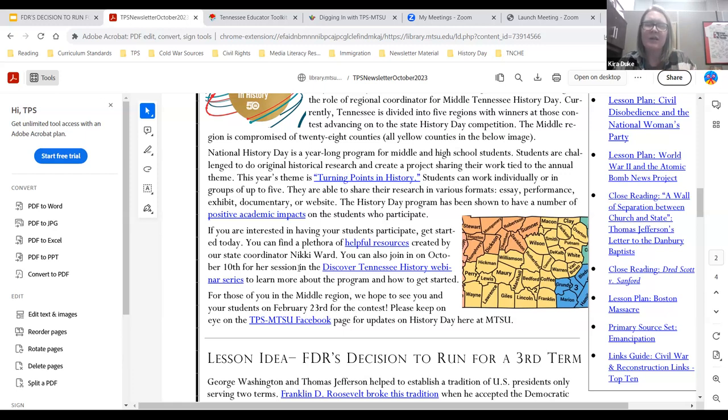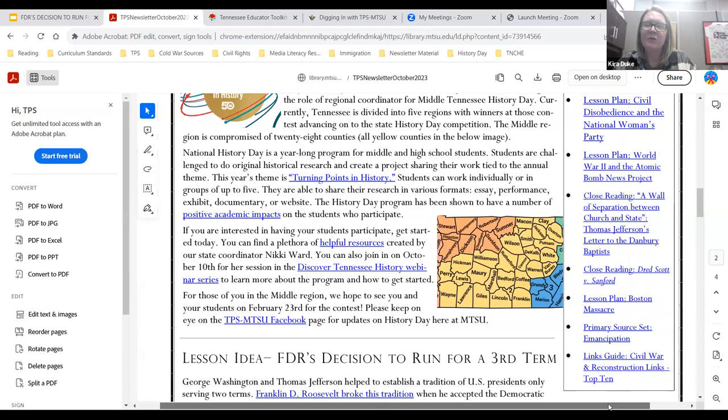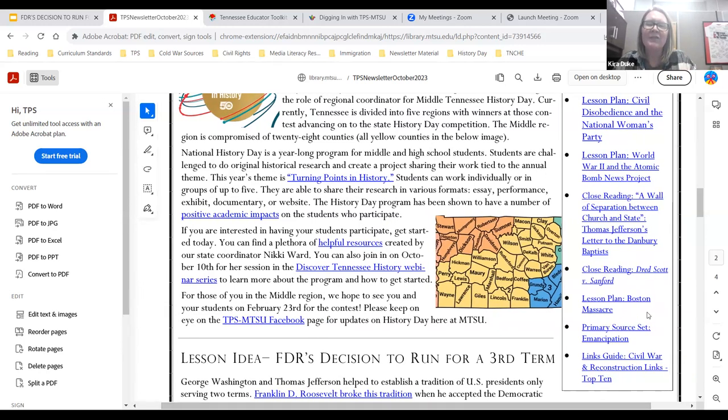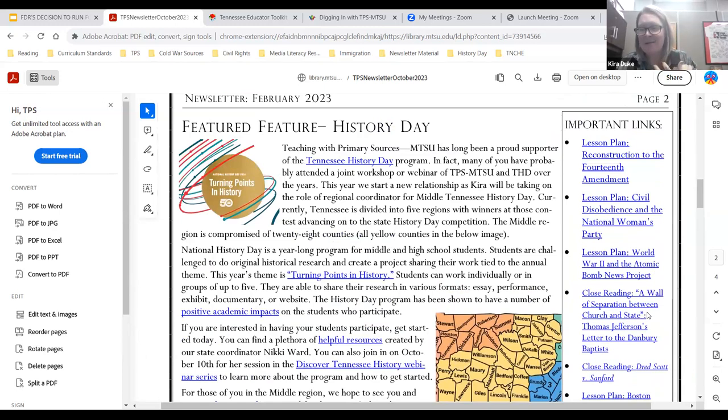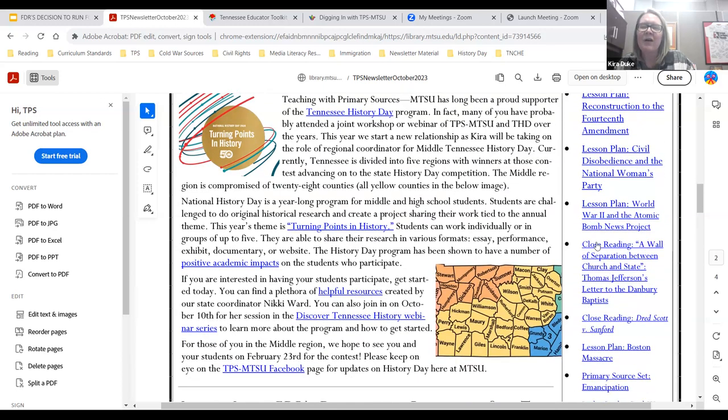So again, this is just some resources for History Day. But in addition to that, we link to a number of other resources. I thought of this as more of my favorites. These are most of my favorite resources we've created over the years that really speak to some important events in U.S. history, such as the lesson plan we have on Reconstruction and the 14th Amendment, the lesson plan related to the 19th Amendment and the National Woman's Party, and this really cool lesson plan about World War II and the atomic bomb. This was created by one of our teachers in residence several years ago.